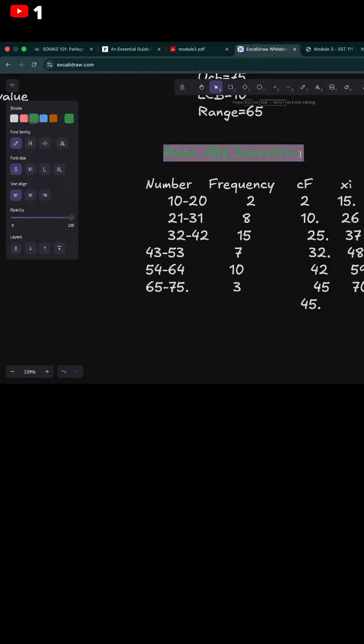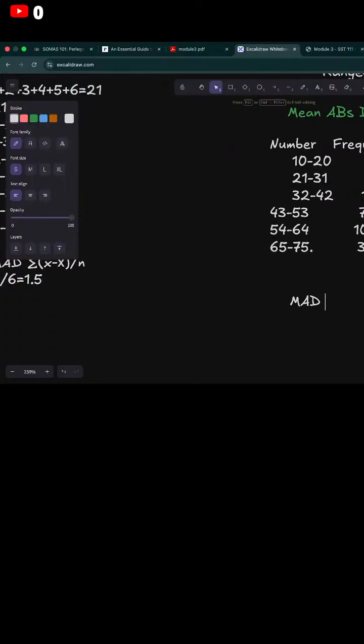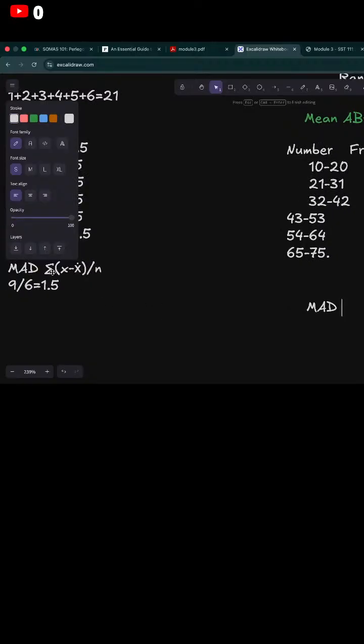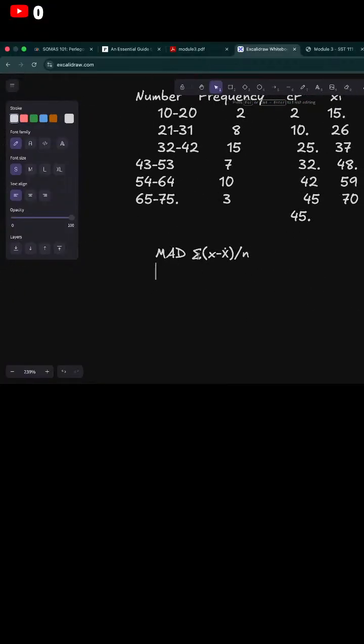So this is our data for grouped data. So for this one, we will be able to do mean absolute deviation. The formula is the same, but we just include f in the formula. So here we times with the frequency.